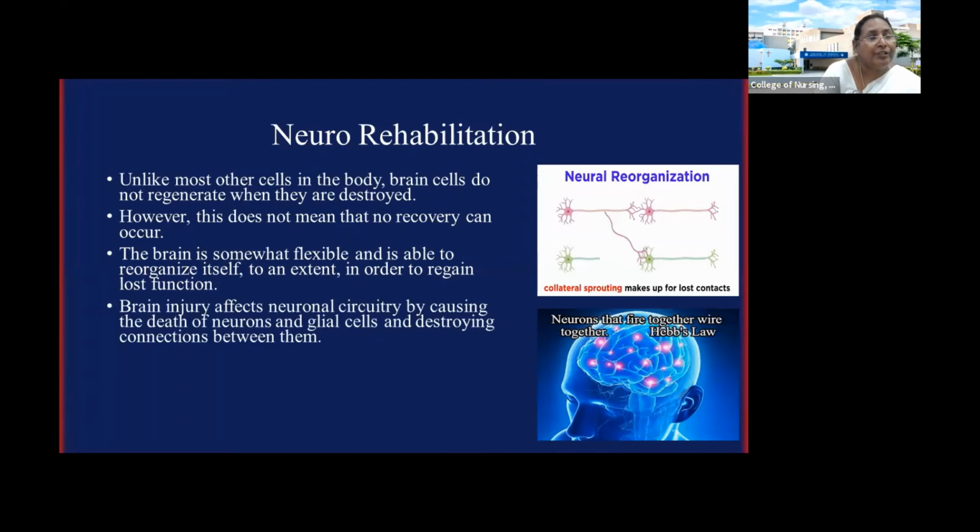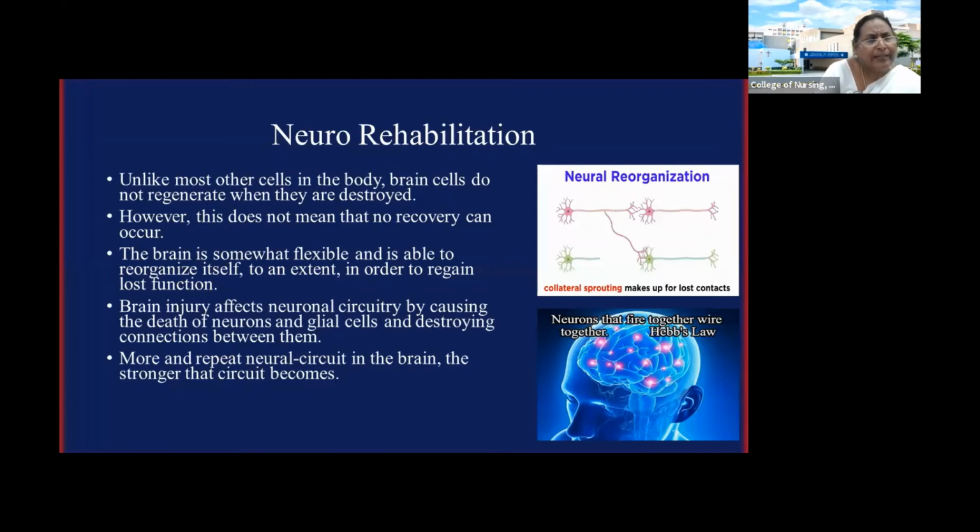Brain injury affects the neuronal circuit by causing the death of neurons and glial cells, destroying connections between them. Any kind of brain injury, TBI or stroke or any disease condition, affects the dendrites and axons, which are destroyed. But the more you practice a neuronal circuit in the brain, the stronger that circuit becomes. That is beautifully put by Donald Hebb, in Hebb's law. He says the neurons that fire together, wire together, because whatever is lost, the brain is able to develop some collaterals and then redo it.